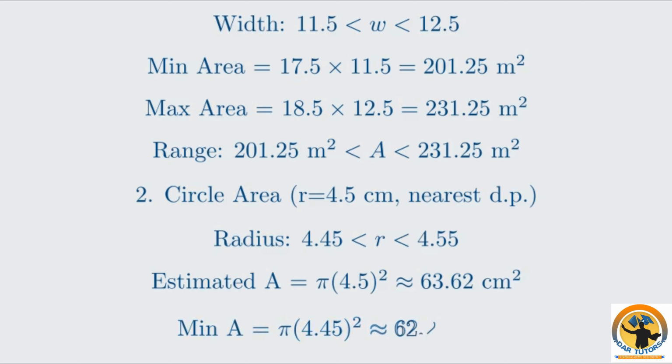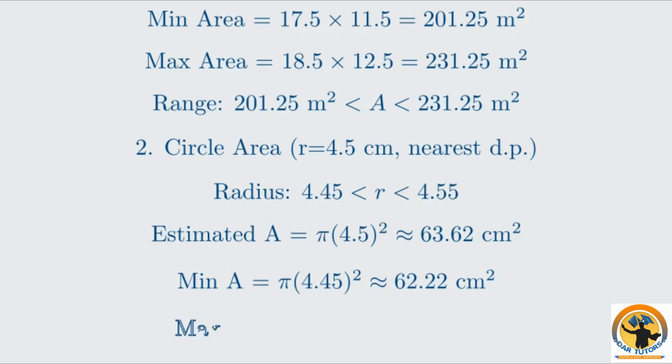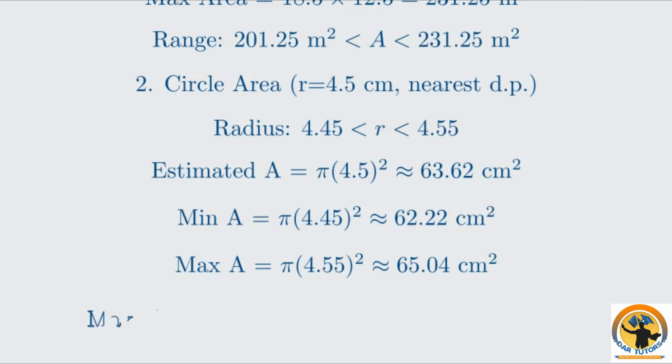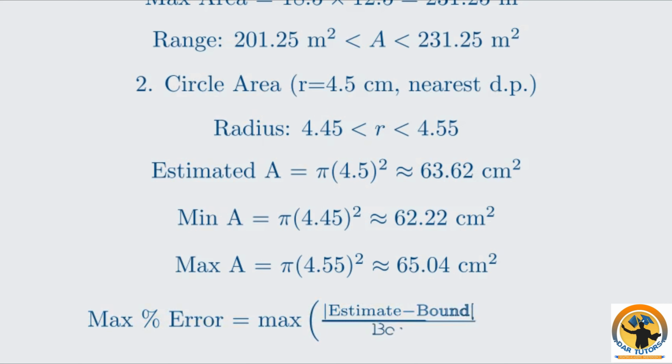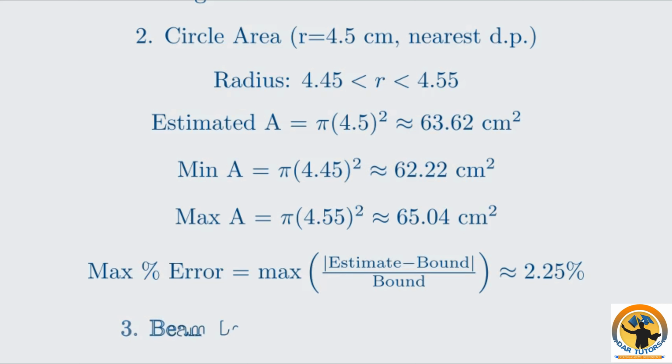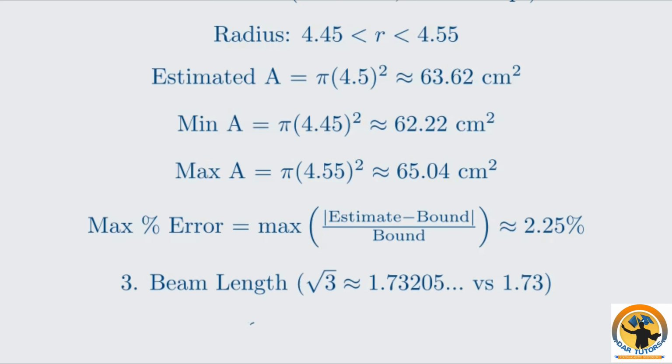The minimum area, pi times 4.45 squared, is about 62.22. The maximum, pi times 4.55 squared, is about 65.04. The percentage error relative to the minimum area is about 2.25%, and relative to the maximum is about 2.22%. The maximum is 2.25%.